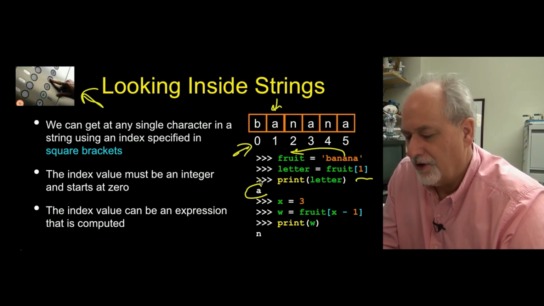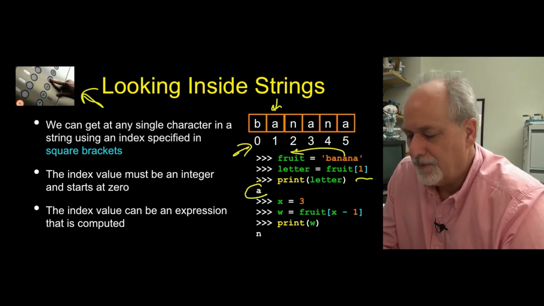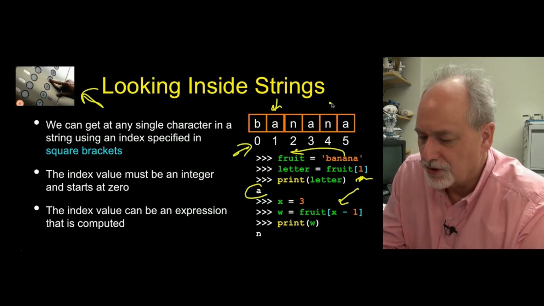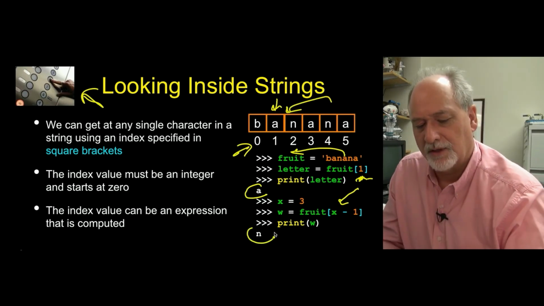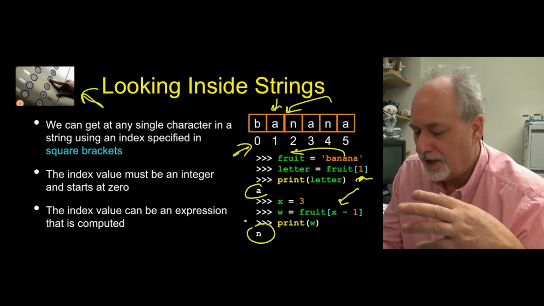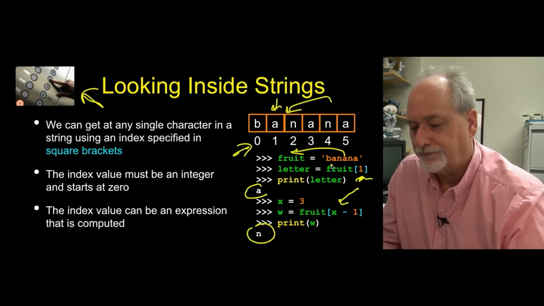That assigns the letter A into the variable letter. Of course, that's either a well-chosen or a badly chosen variable name. The thing that goes inside the brackets can either be a constant or an expression. So x equals 3, and then fruit sub x minus 1 means 2, which is position 2, which is an n, and so that gives us an n. The index is an operator, and you can add this bracket syntax to the end of a string variable.